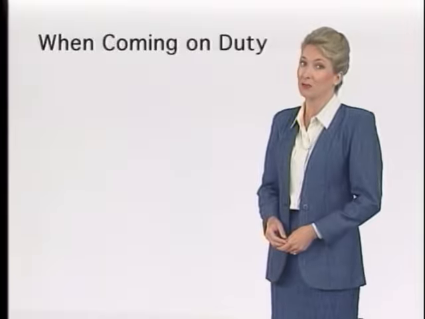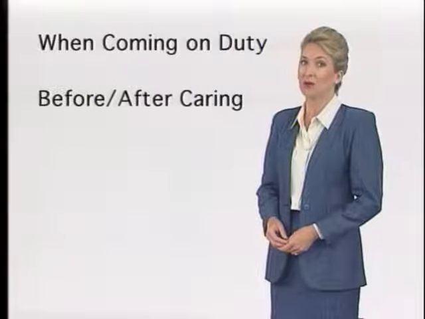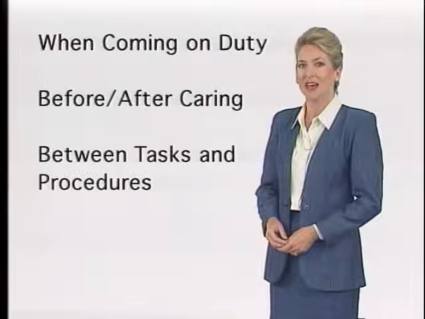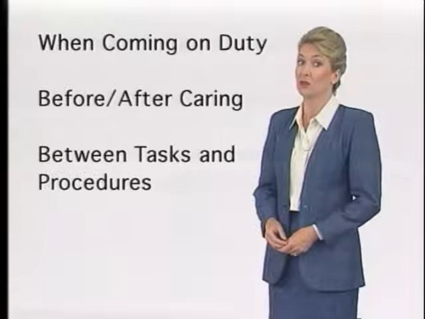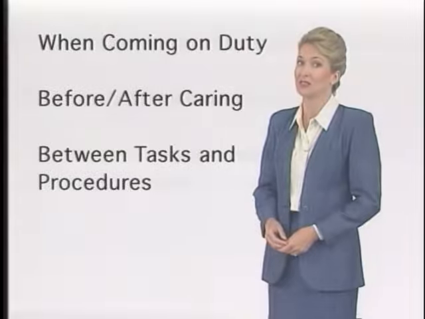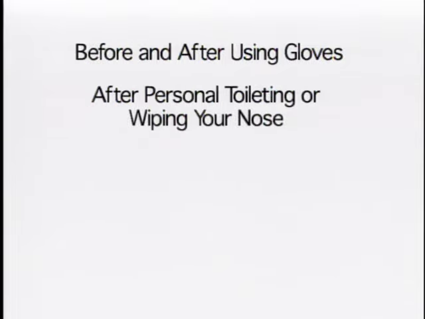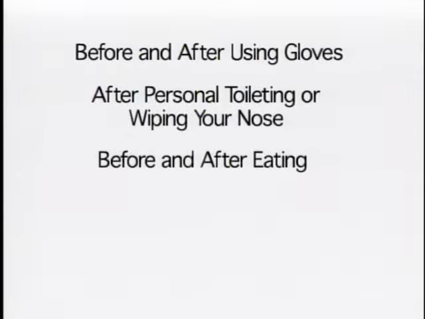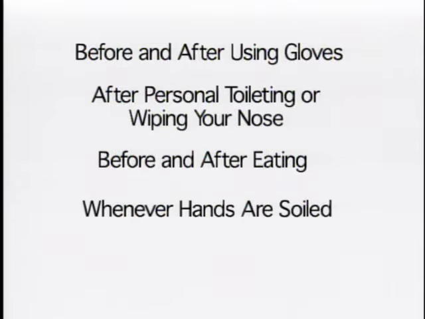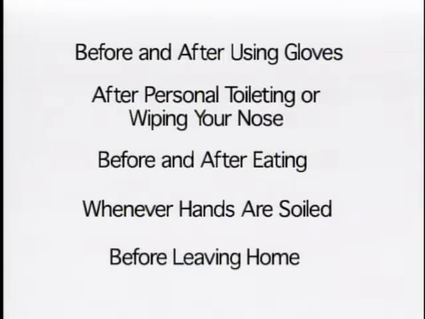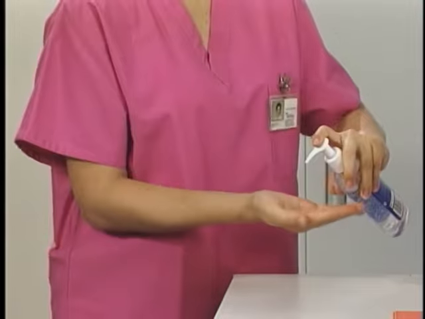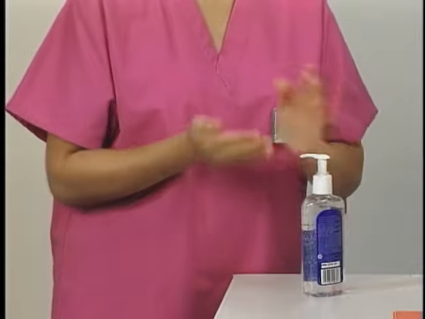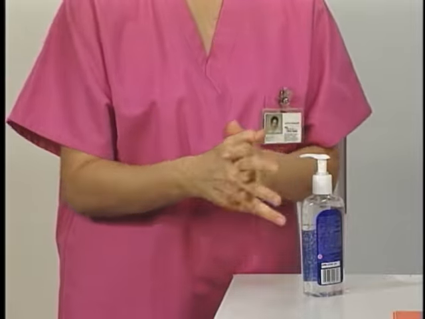Hands should be decontaminated at these appropriate times: when coming on duty, before and after caring for each individual, between tasks and procedures on the same person to prevent cross-contamination of different body sites, before and after using protective gloves, after personal toileting or wiping your nose, before and after eating, whenever your hands are obviously soiled, and before leaving the home. In most cases, the CDC recommends that hand decontamination be performed using an alcohol-based hand rub.